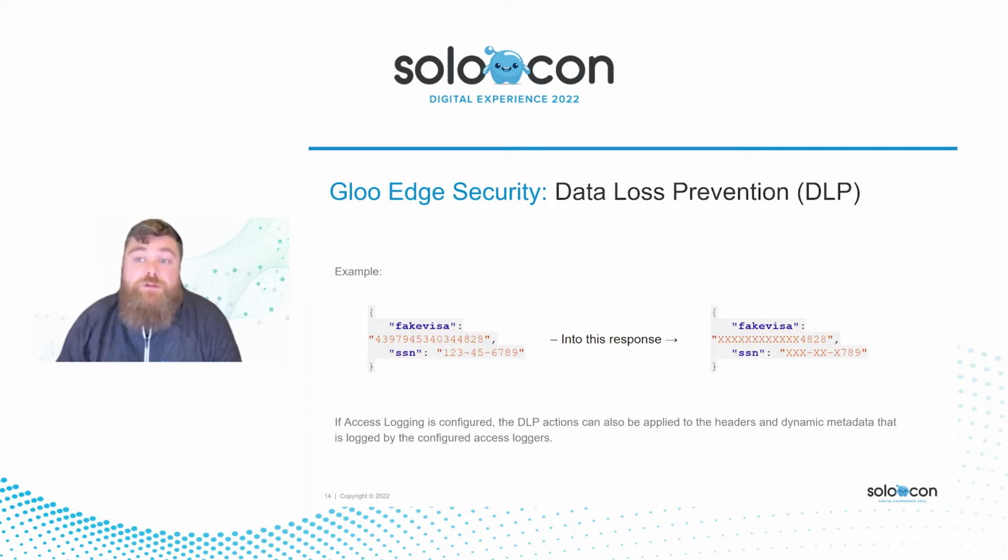Data loss prevention is a method of ensuring that sensitive data isn't logged or leaked. This is done by doing a series of regular expression replacements on the response body. Gloo Edge has a DLP feature that allows you to scrub sensitive information from these response bodies. By default, DLP will run regex replaces on the response body. However, if access logging is enabled and configured, the DLP actions can also be applied to the headers and dynamic metadata that is logged by the configured access loggers.